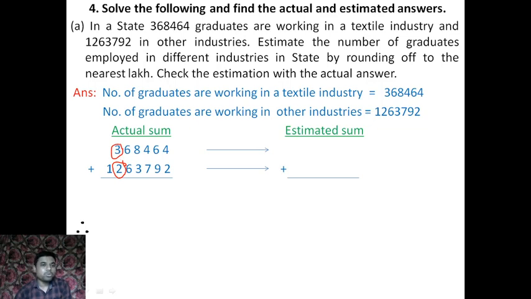When you round 3, what is the next digit? It is 6, and 6 is more than 5. So this 3 will be 3 plus 1, which is 4. And how many digits are here? Here it is 1, 2, 3, 4, 5: five digits. All will be 0 after the rounding digit.